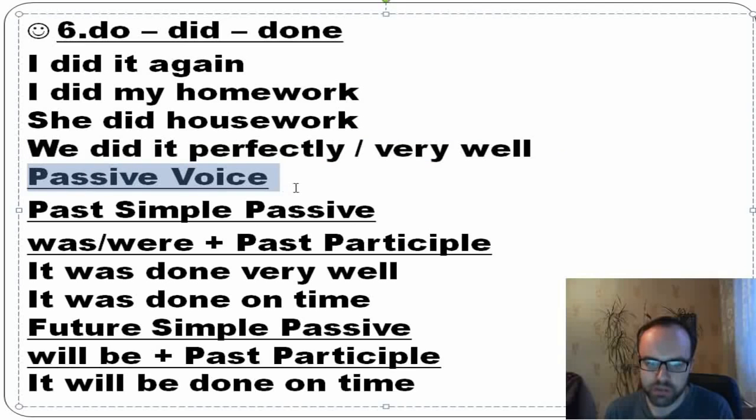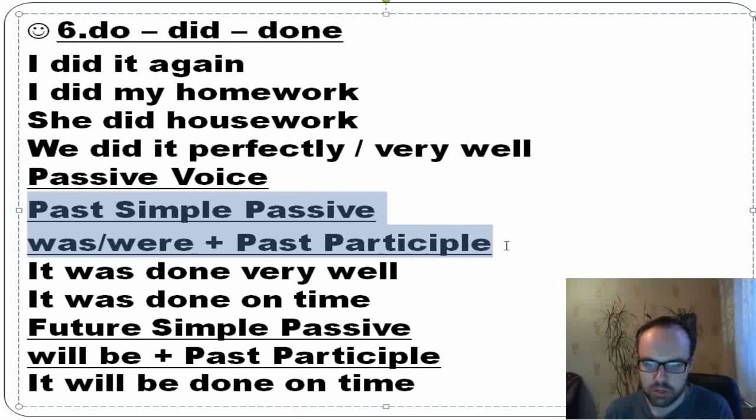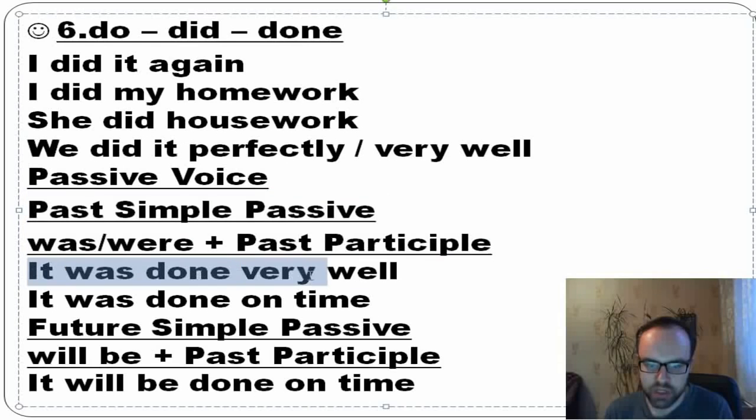And some examples with passive voice. So past simple passive voice. How do we form it? Was, were plus past participle. Okay, so we have some examples. It was done very well, and it was done on time. Future simple passive. How do we form it? Will be plus past participle. It will be, and past participle is done. It will be done on time.